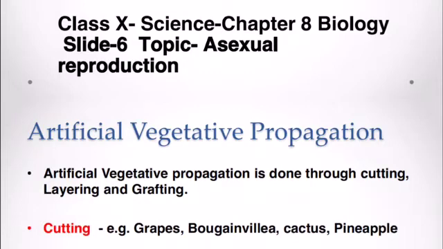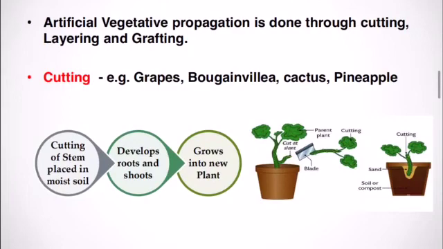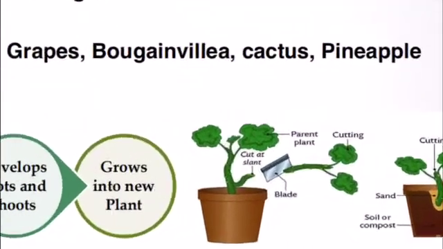Now cutting. Examples are grapes, bougainvillea, cactus and pineapple. Now further, what steps are involved in cutting? In cutting, a stem is placed in moist soil, which develops to form roots and shoots and grows into the new plant. So you can see in the figure also, this is the figure.